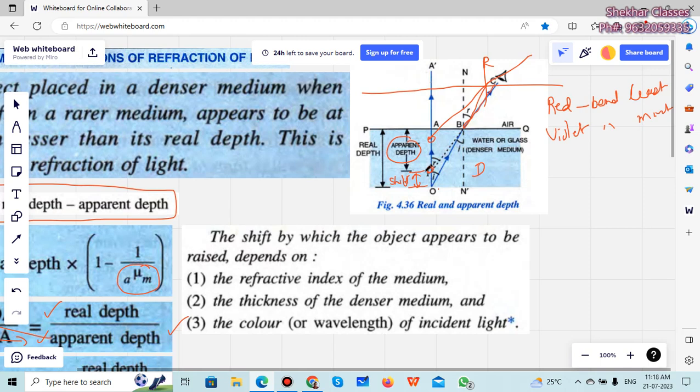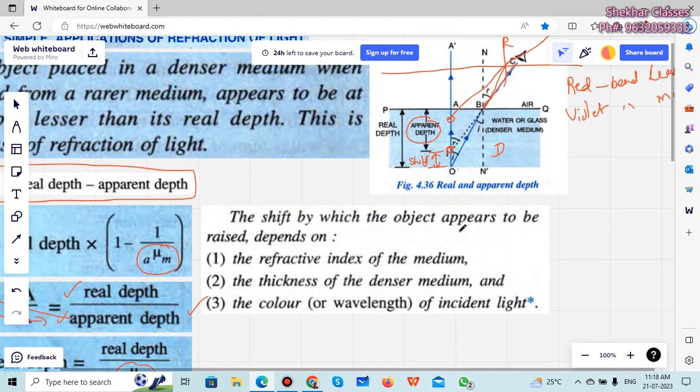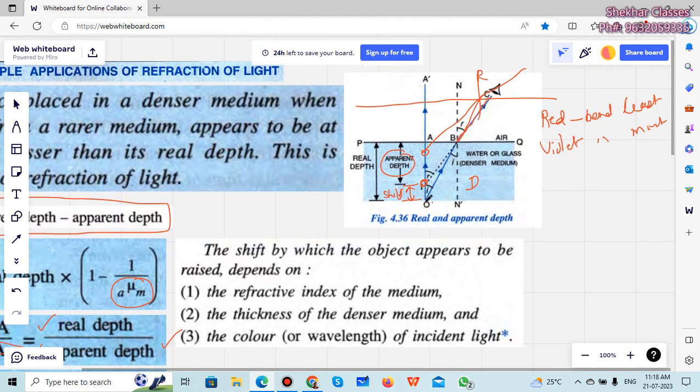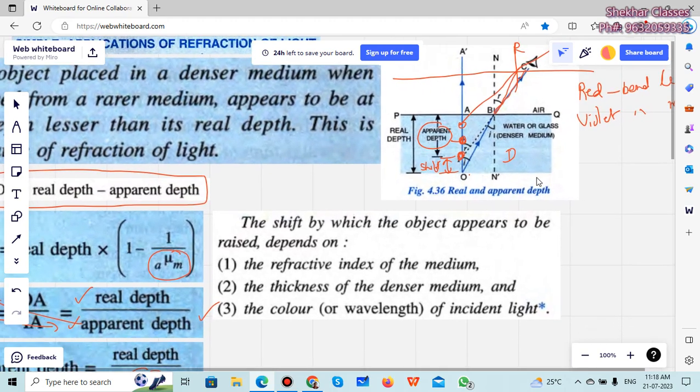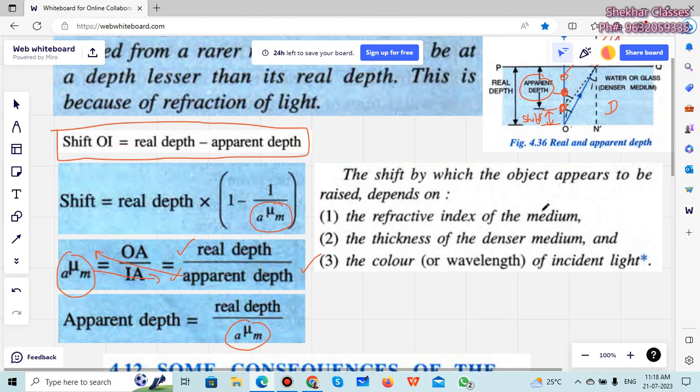Shift means this apparent distance here, right? You know what shift is. So it depends upon the color here. So which one will bend more? Violet. So if violet color is incident, then yes, it will show it has been raised to a higher distance. For example, if the ray of light is coming as a red color, then the shift may be here. If it is violet color, the shift may be here until this point. You can see the shift depends upon the color of the incident ray.